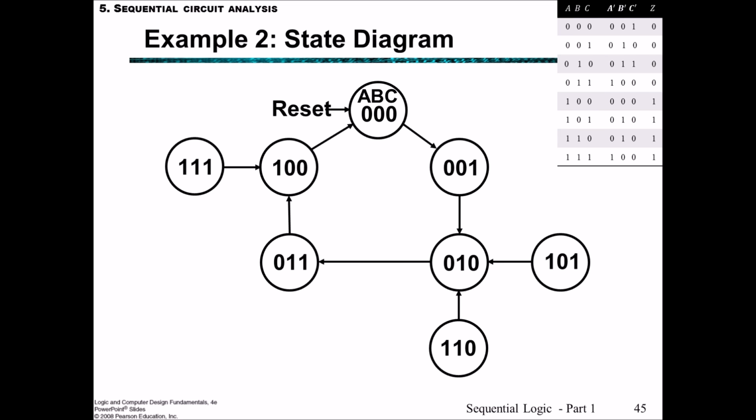Here's a cleaner one that I just prepared, better than my drawing, and I hope that's cleared up the process after those two sequential circuit analysis examples. And that's the end of the first part of the sequential logic lecture series. I'll hopefully catch you in the next lecture where we'll cover more complex sequential logic.